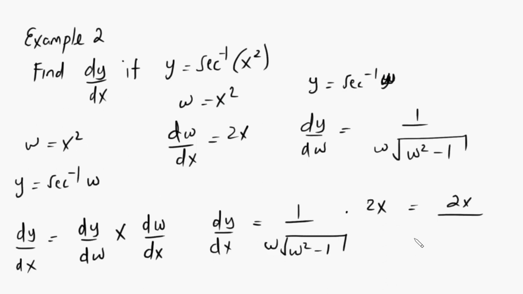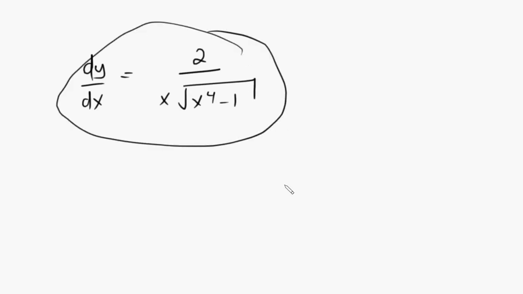w is x squared. So it's x squared, square root of w squared, which is x power 4 minus 1. So this x and 1 x here go. So that's the final answer. dy dx turns out to be just equal to 2 over x square root of x power 4 minus 1. So this is the derivative for y equals sec inverse of x squared. That's its derivative there.